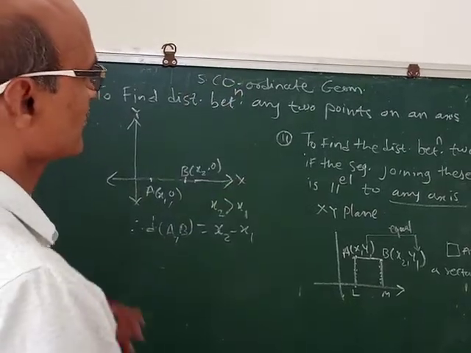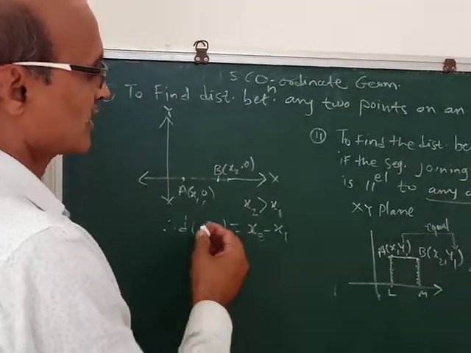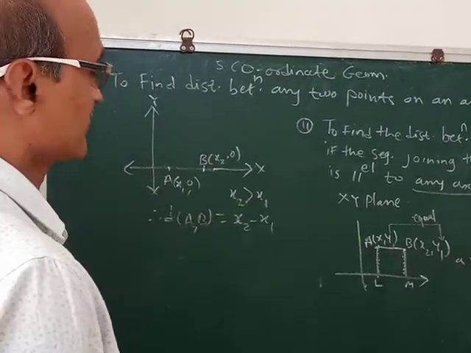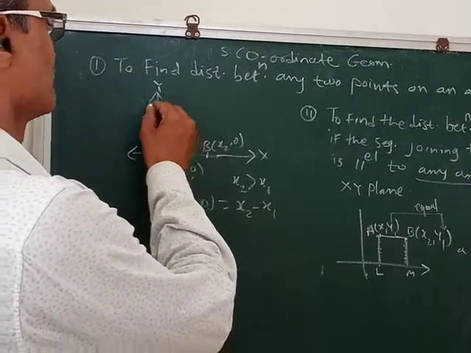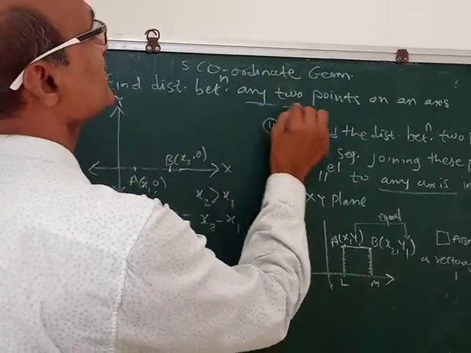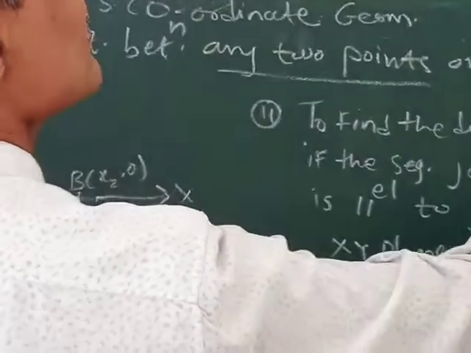Chapter number 5, coordinate geometry. In this chapter, we relate to the x-axis and y-axis in the plane xy. Here the first point to discuss is finding the distance between any two points on an axis. Here we observe the axes x and y.